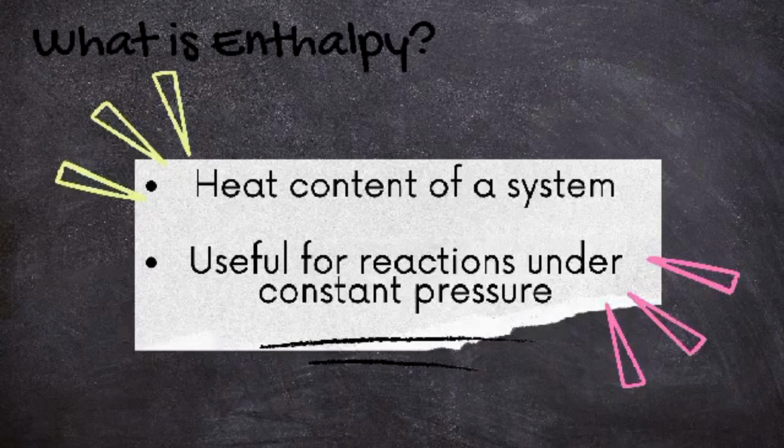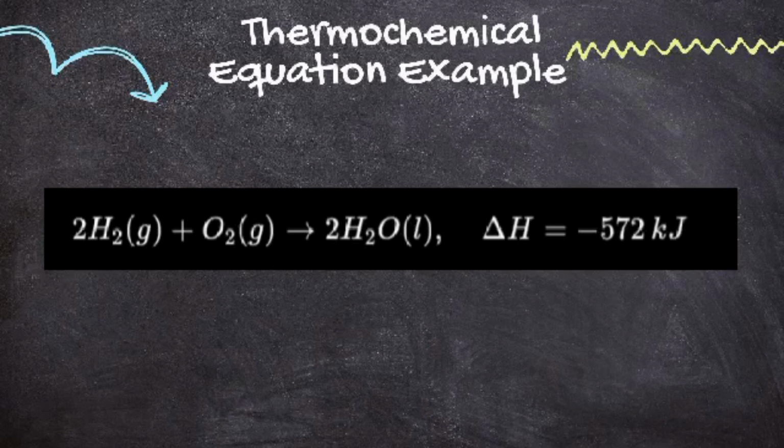So what is enthalpy? Enthalpy, often called the heat content of a system, with enthalpy change denoted as delta H, is particularly useful in chemistry because many reactions occur under constant pressure conditions. We represent enthalpy changes using thermochemical equations. For example, this equation tells us that when 2 moles of hydrogen gas react with 1 mole of oxygen gas to form 2 moles of liquid water, 572 kilojoules of heat are released. The negative sign indicates that this reaction is exothermic.